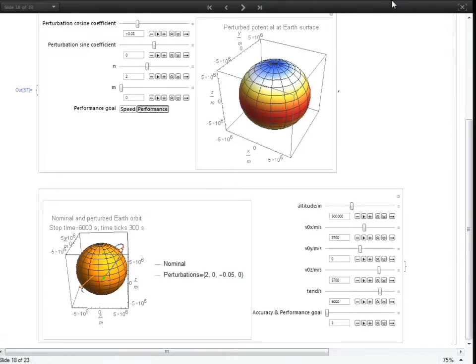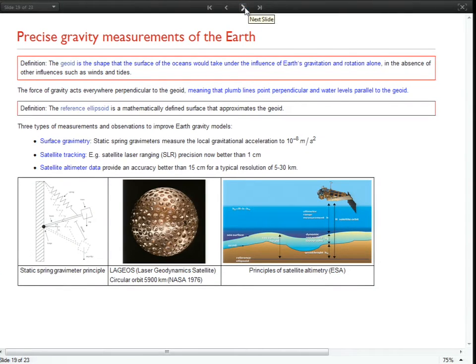Okay, now let's look at how we can precisely measure the gravity field of the Earth. First of all, we need to understand the definition of the geoid. It's the shape the surface of the oceans would take under the influence of just Earth's gravitation and rotation alone. The geoid means that if you put a plumb line above it, it's perpendicular to the geoid, and the water level is parallel to the geoid. And then there is also the important concept of the reference ellipsoid. It's just a mathematically defined surface that approaches the geoid.